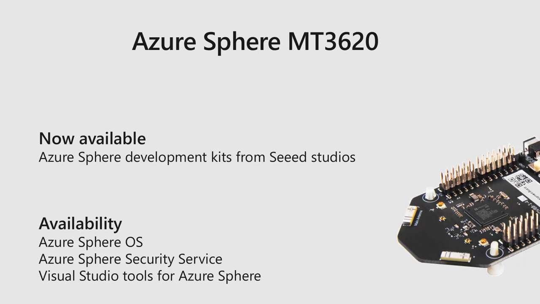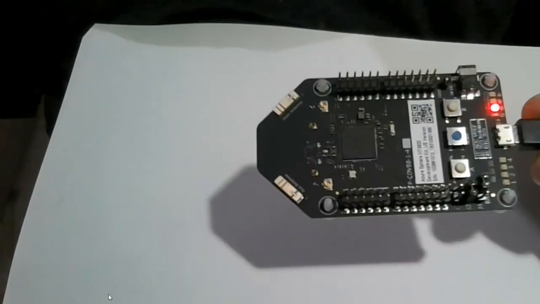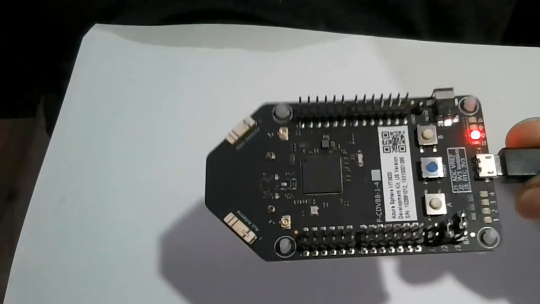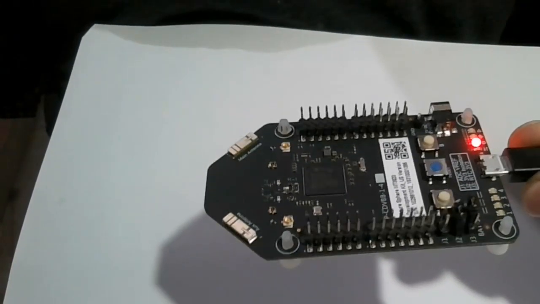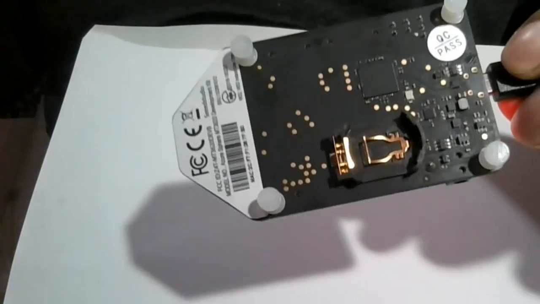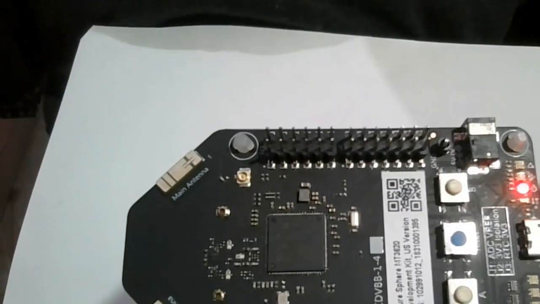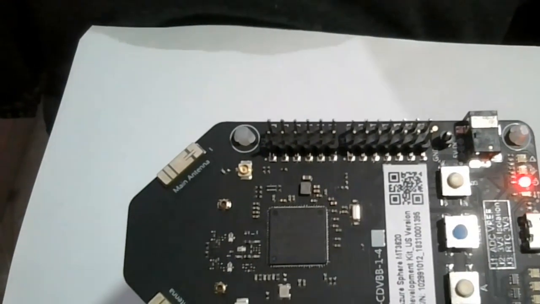Now, this is a very simple device as per the picture, and here is a small video of the device I'm using right now. This device has a chip and the pins to extend it. And at the back side, you have the option to put a battery. So just in case you don't want to power it using the USB cable, you can use the battery to power it. This is from the company called Seeed, and the device is MT3620.